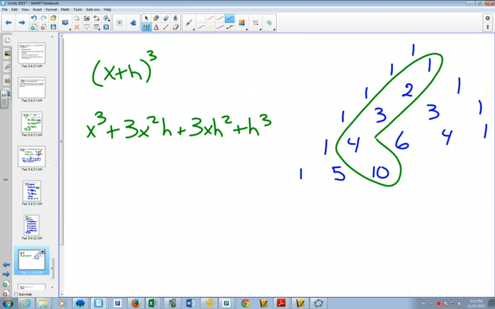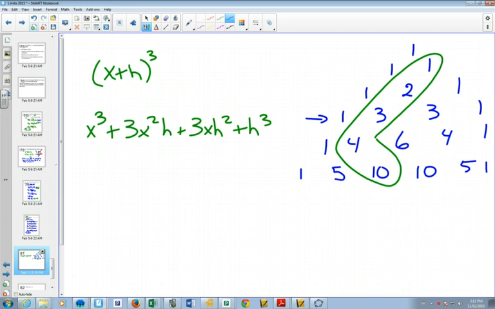And that works for any number as you go along, as long as the shaft goes all the way to the end. Say 1 plus 3 plus 6 will equal 10 for that one as well. Okay, some things about this and the way that it relates to x plus h cubed is that row there.